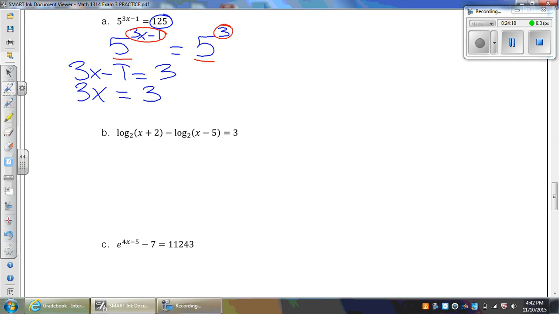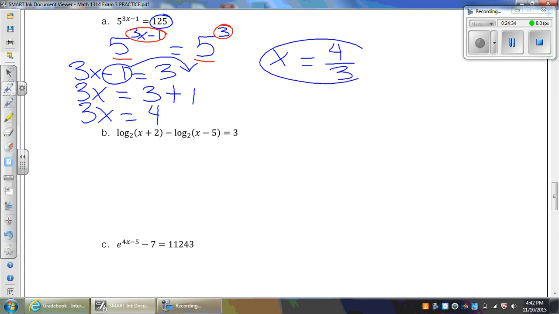This negative 1, move it across, becomes plus 1. And from here, we have 3x is equal to 4. What is the 3 doing to the x? Multiplying, so we need to divide. And you could just leave your answer like that as a fraction.